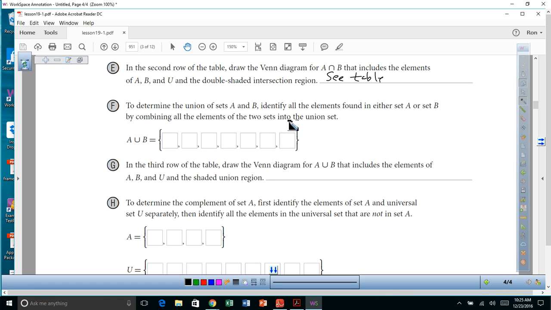Okay, so A union B is going to be 2, 3, 4, 5, 6, 7, and 8. To determine the union of sets A and B, identify all the elements found in either set A or set B. Okay, so that's combining them. Let's go back and draw that.